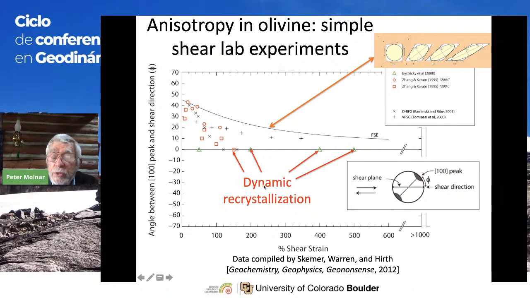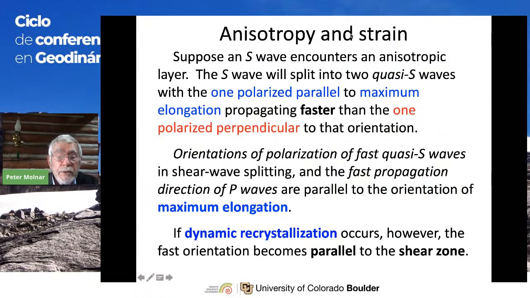This is dynamic recrystallization. The crystals of olivine recrystallize with a new orientation, and they become parallel to the sense of shear. It's as if this suddenly snaps into place, where you deform this, and then this maximum elongation suddenly snaps into place, parallel to the plane of shear down in here. And so if dynamic recrystallization occurs, then the fast orientation becomes parallel to the shear zone.